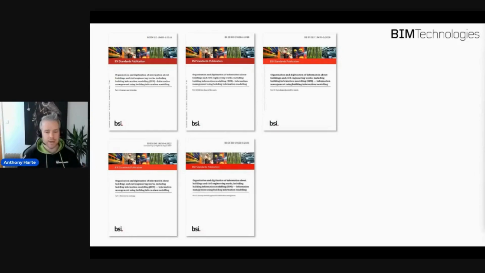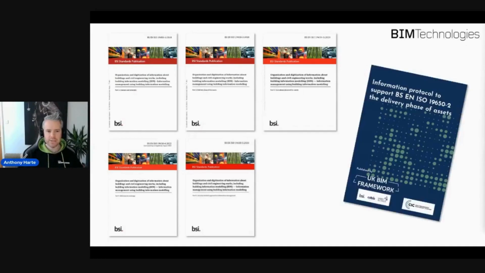They could be within the UK, could be government-funded buildings which are more secure, or they could have a lot of data in there that you don't want others to see. So in terms of deploying these, there is also an information protocol, and what the information protocol sets out is making those documents part of contract. So the information protocol is supporting those documents and should be appended to any contract within the construction industry to make BIM part of the deliverables.